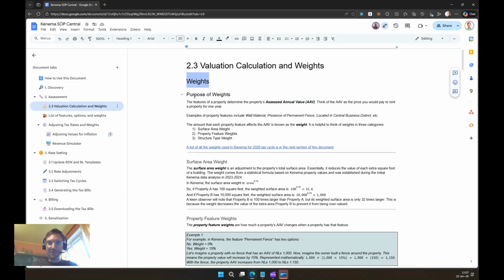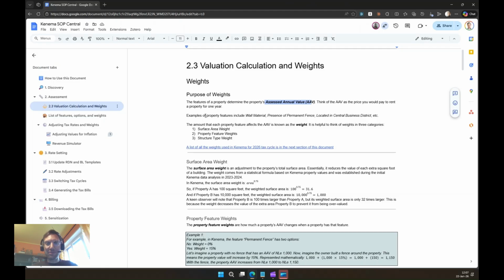The purpose of weights involves determining a property's value. And when we talk about value, at least in the context of property taxes and in the mob tax system, we're talking about assessed annual value. Assessed annual value is the price that you would pay to rent a property for 1 year, or what you would estimate to pay for a rental of a property for 1 year.